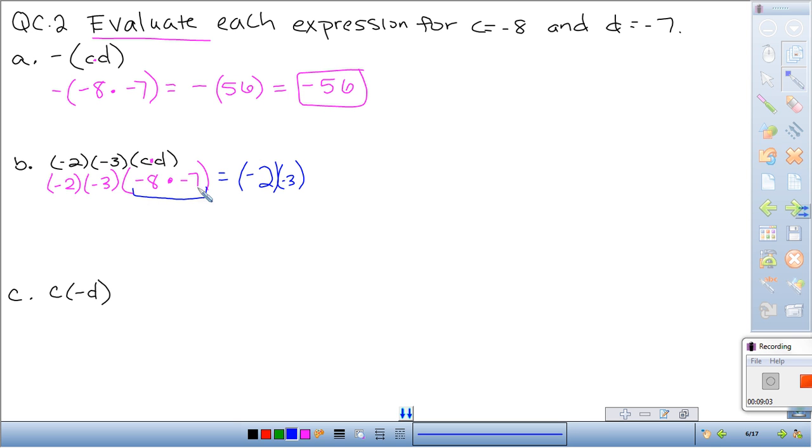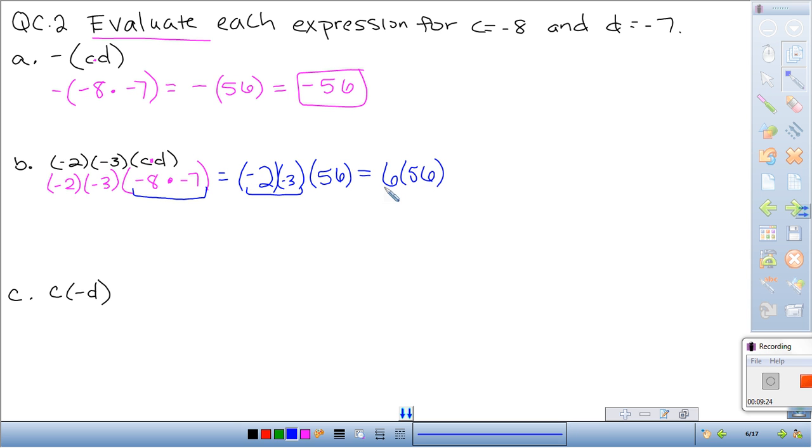And negative 8 times negative 7, and a negative times a negative gives me a positive, so it's a positive 56. And now, again, it doesn't matter what order you multiply in, so I'm just going to multiply negative 2 times negative 3. I like to work left to right. So I'm going to multiply negative 2 times negative 3 together. And a negative times a negative, again, gives me a positive 6 times 56.